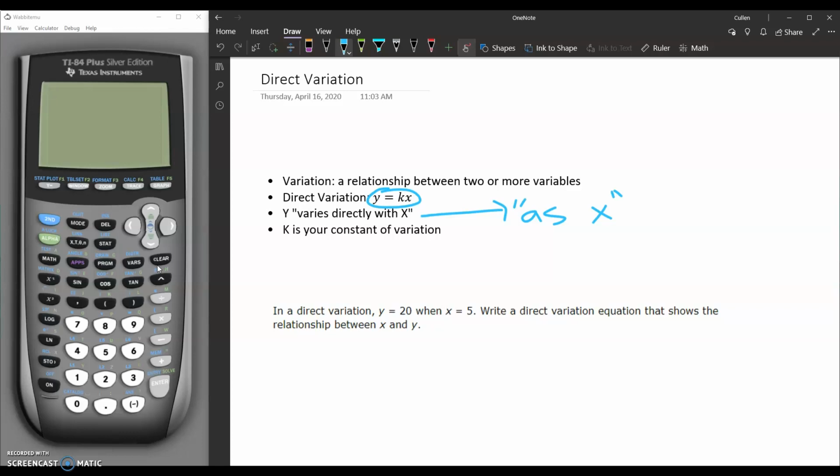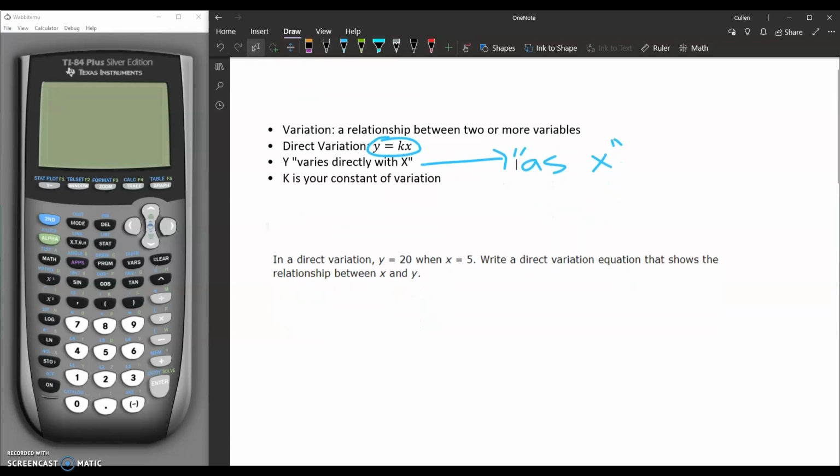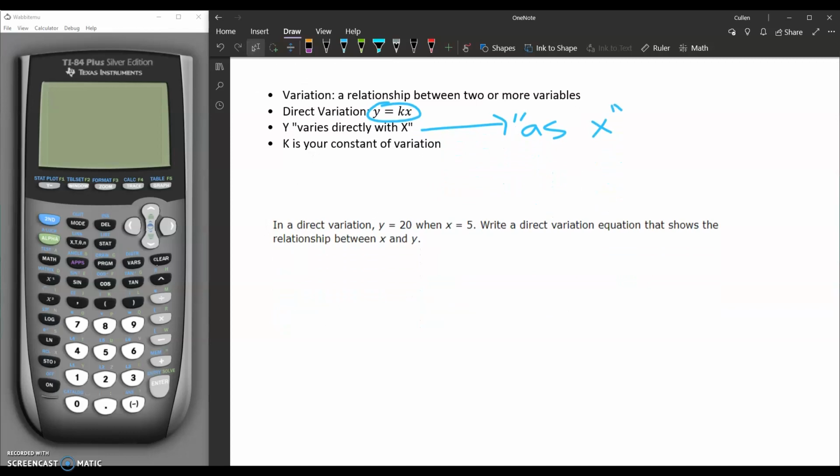And k is what's called your constant of variation. So there's always a constant of variation between these two variables, and it'll give you some information usually in these problems to go solve for k and figure out what it is. It's just the constant between the two variables. It can be 2, or it can be a half, or it can be 10. It just depends on what the problem is.